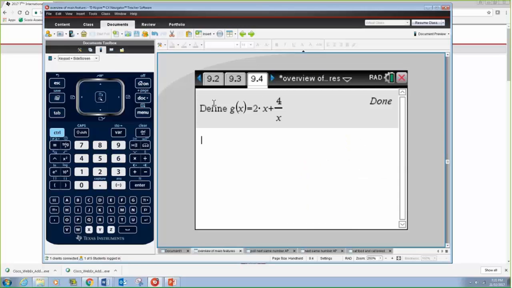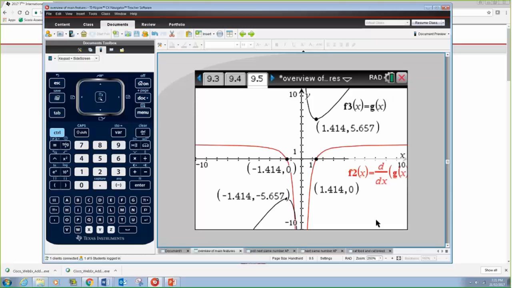But if I have another function, g of x, which is 2x plus 4 over x, which I defined, what we can do, we can sketch the graph of g of x, showing our stationary points, and then we can sketch the gradient graph on the same set of axes, matching the x-coordinate of the stationary points or turning points here with 0 gradient. So that enhances this understanding that when we have stationary points, the gradient is 0, and we have both graphs drawn on the same set of axes.